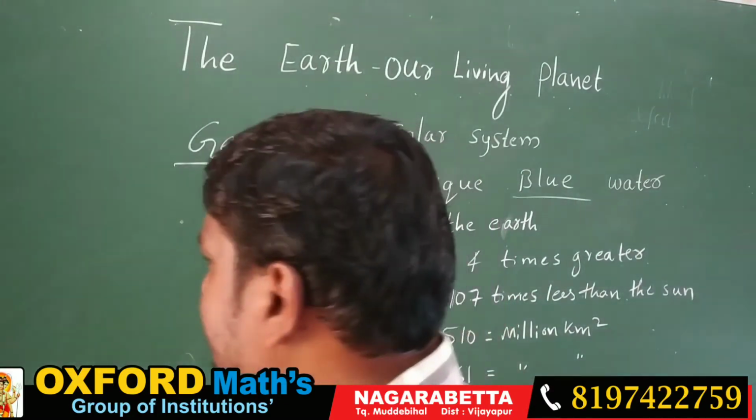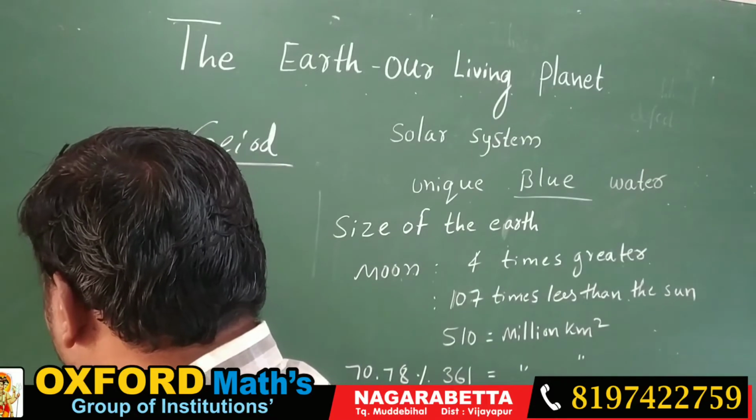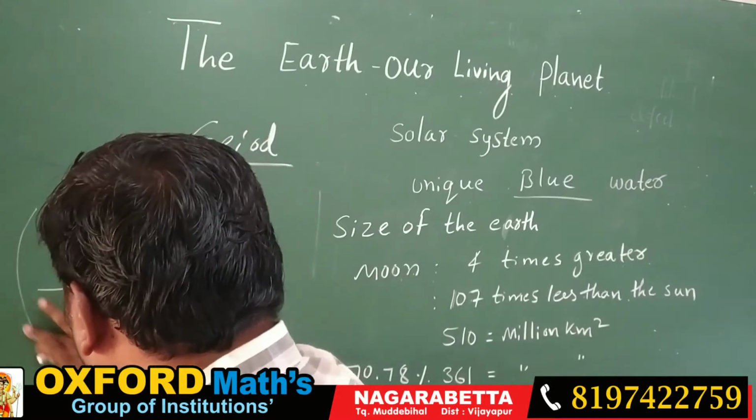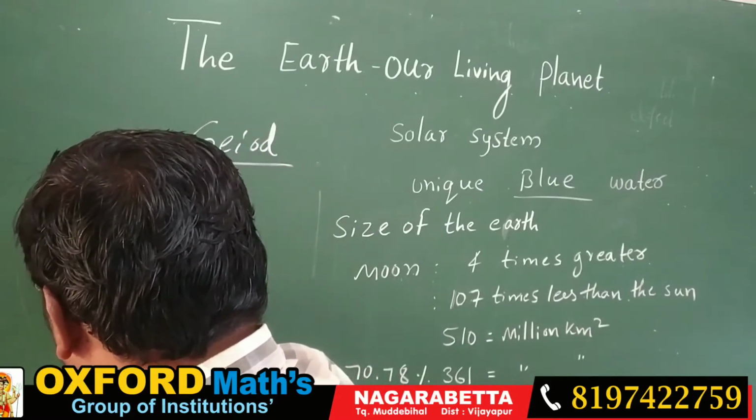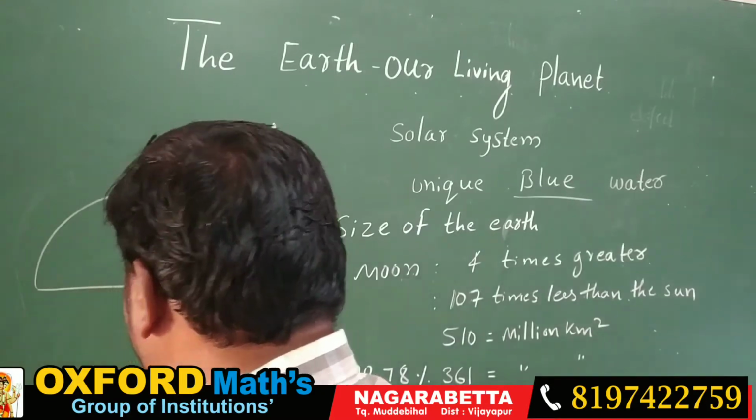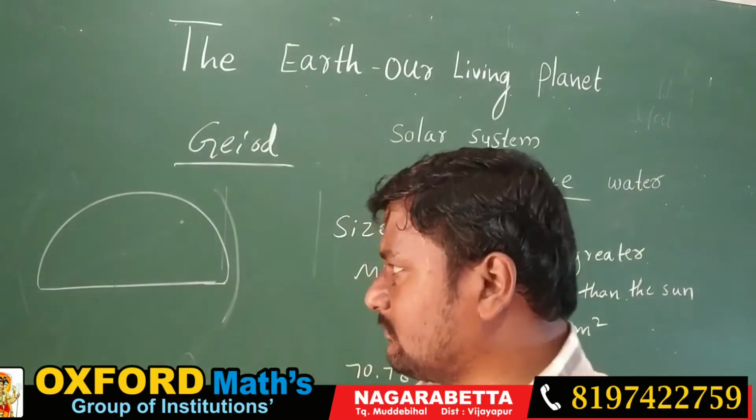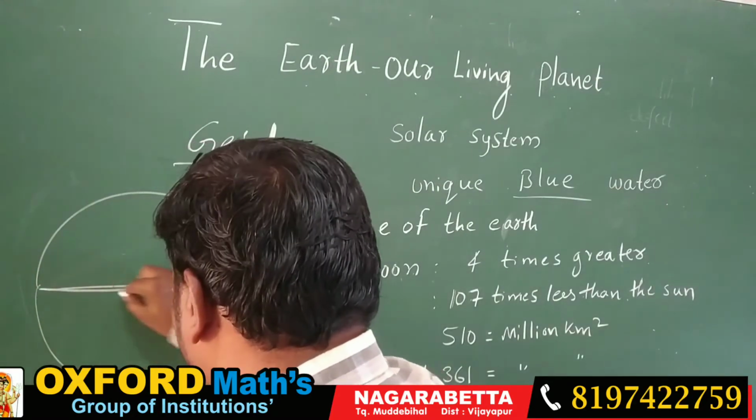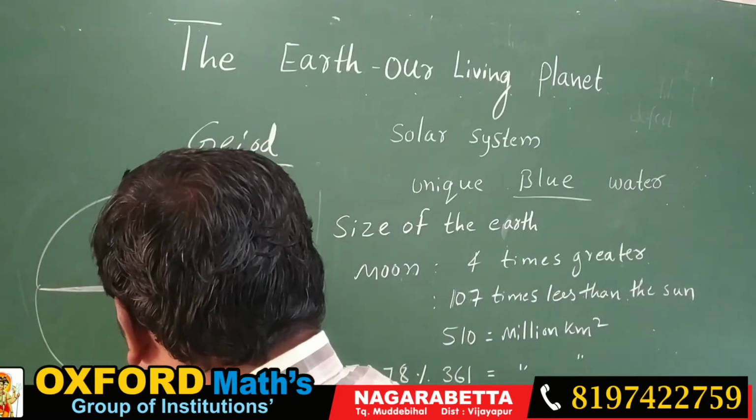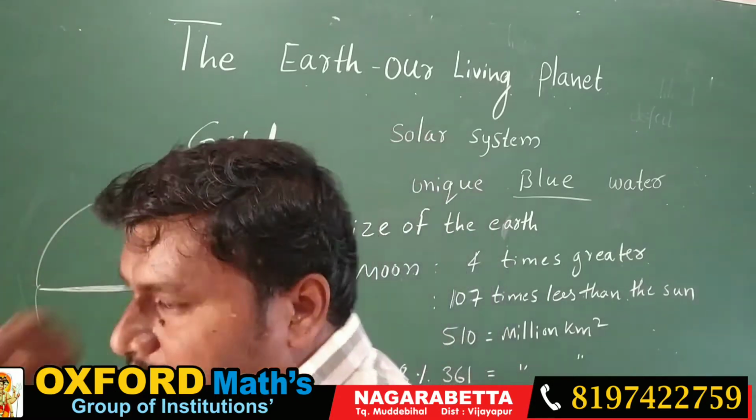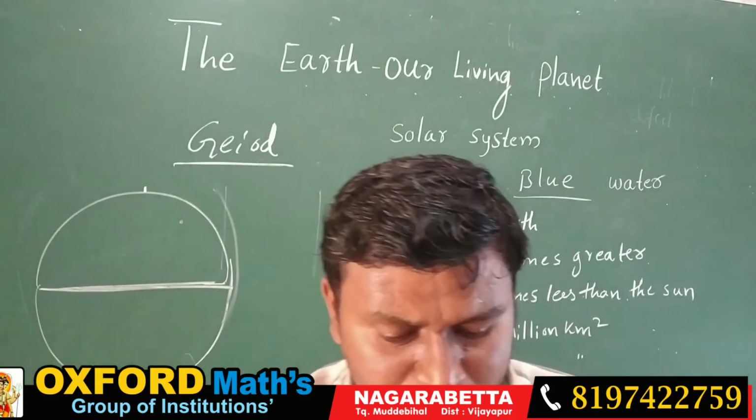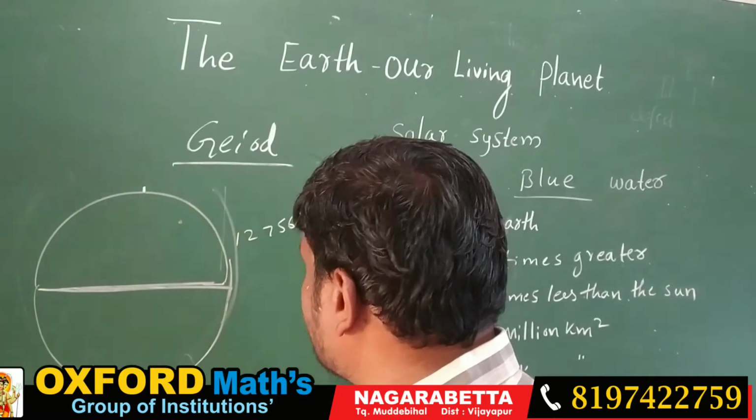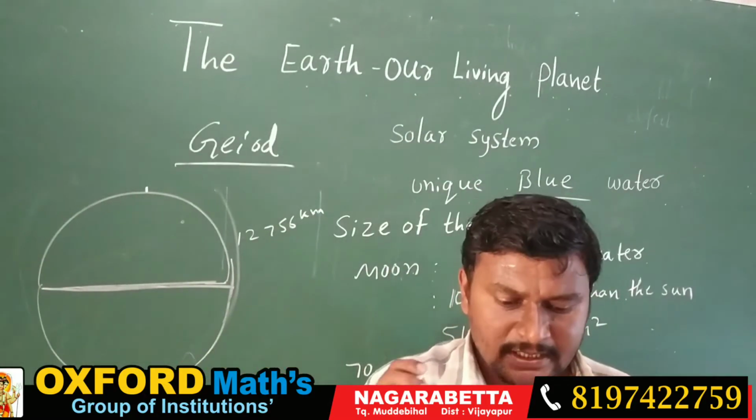So the equatorial diameter. Equatorial diameter means what? The line which divides the earth into two equal parts. So this part is called the equatorial diameter. When we measure the diameter from here to here, how much is it? The equatorial diameter is 12,756 kilometers.